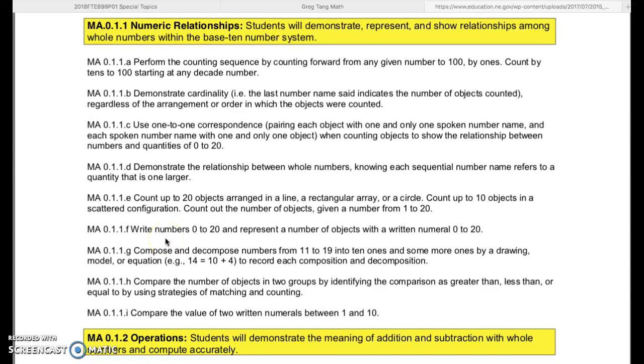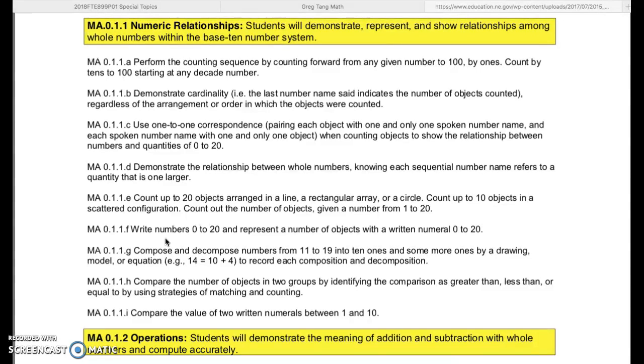Hello, everybody. Here I am on the math standards page, and this is math standards for kindergarten. One of the areas that I chose to target was number sense.